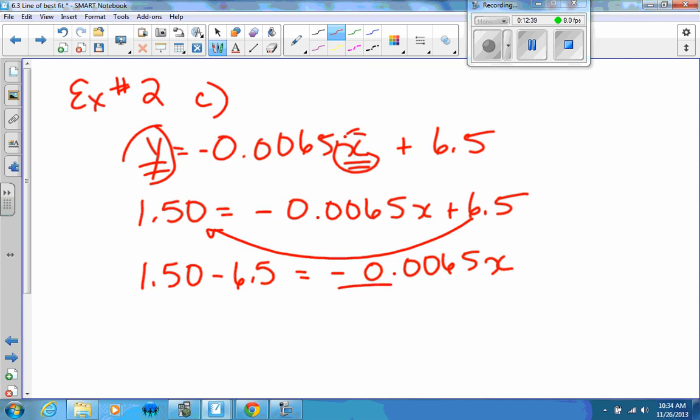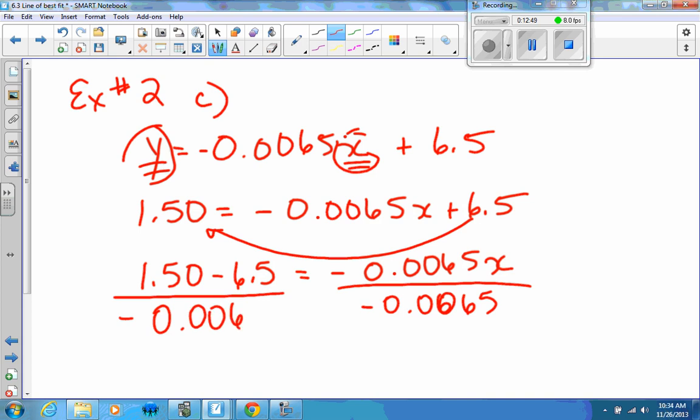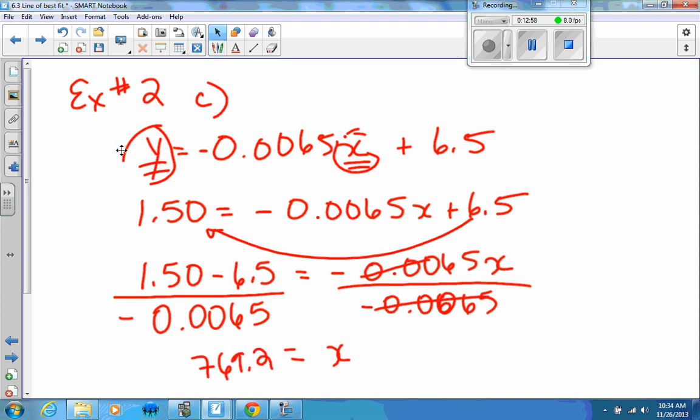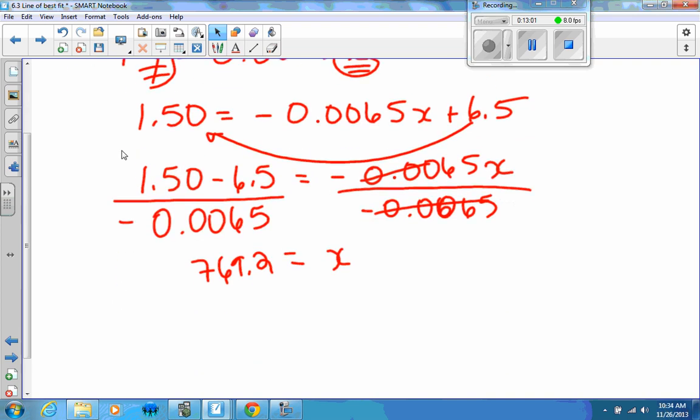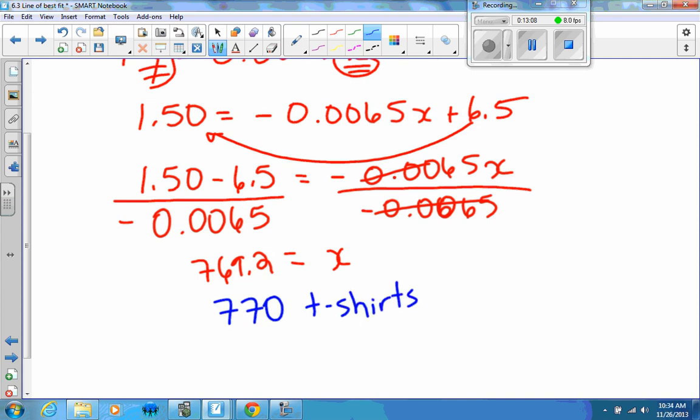X is multiplied by your slope. So the opposite of multiplication is division. So if you divide both sides by 0.0065, you should get your answer. These cross out. And you get an answer of about 769.2 is equal to x. You can't buy 0.2 of a t-shirt, so you're going to have to round up. So he should buy 770 t-shirts because he wants to pay $1.50 per t-shirt.